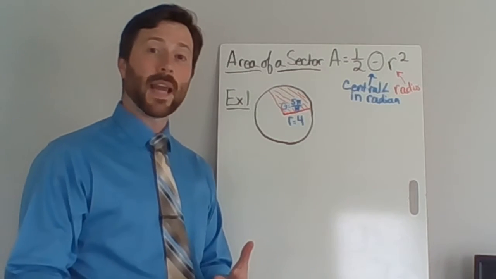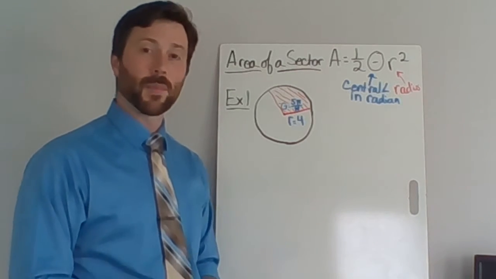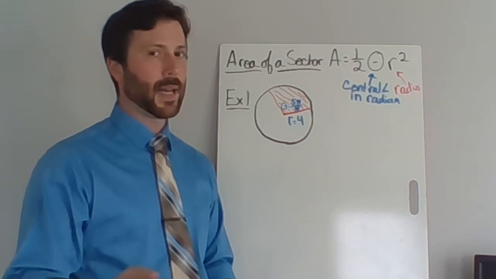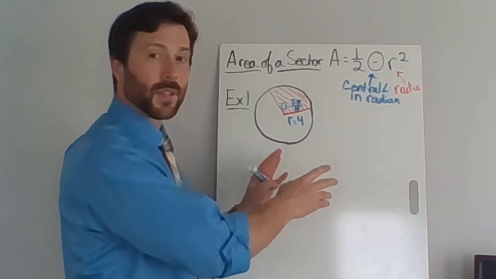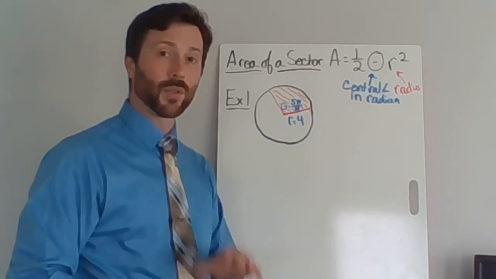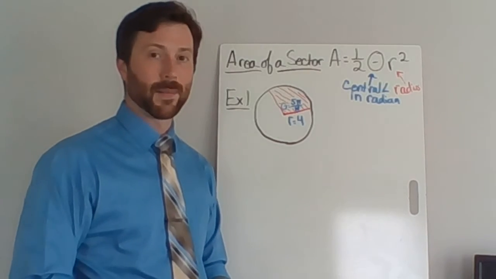Okay? Now, if you have the angle in degree measure, there's a different approach that you can use. It's a little bit more complex, so it's best just to stick with this. So if you have the angle given to you in degree measure, you need to convert it to radian measure.